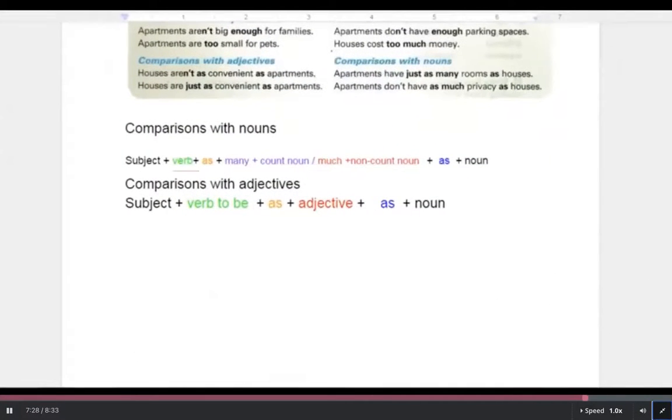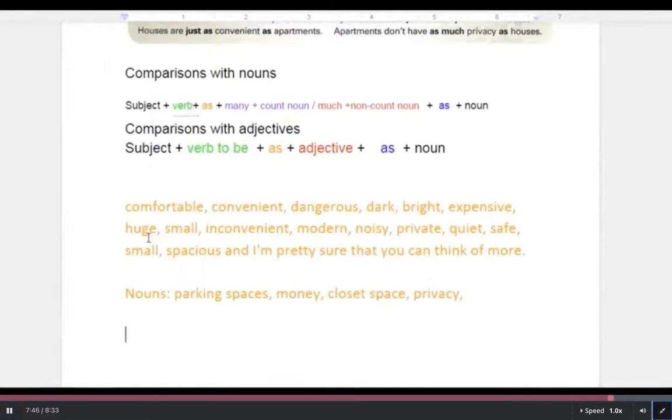Finally, the last thing that I would like for you to do is to practice these concepts that we have learned. I want you to make the comparison between your house and your neighbor's house. I want you to use nouns and adjectives to compare your house and your neighbor's house. So just a little help here, you can use the adjectives that I'm proposing here, such as comfortable, convenient, dangerous, dark, bright, expensive, huge. And if you want to use those adjectives, you can use this formula, right?